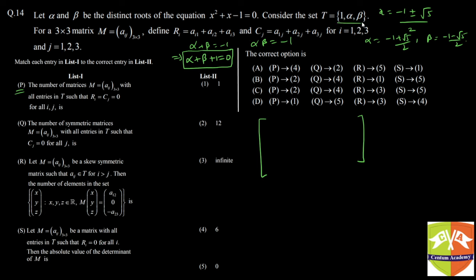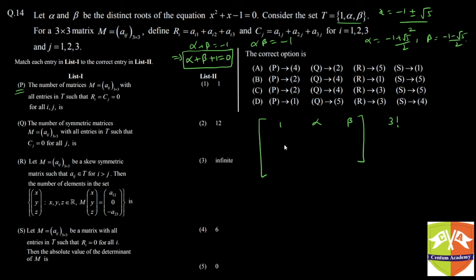So without loss of generality, let me write 1, alpha, beta, but how many permutations will there be of these three numbers? 3 factorial. So the first row can arbitrarily be filled in 3 factorial or 6 number of ways. But related to the first row, in how many ways can we fill the second row?